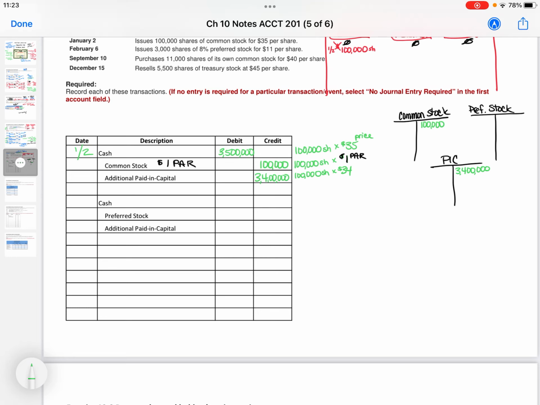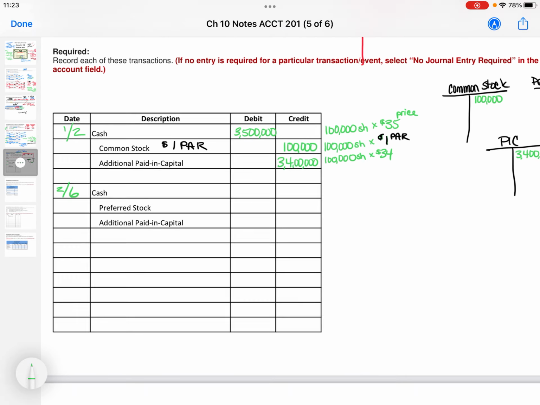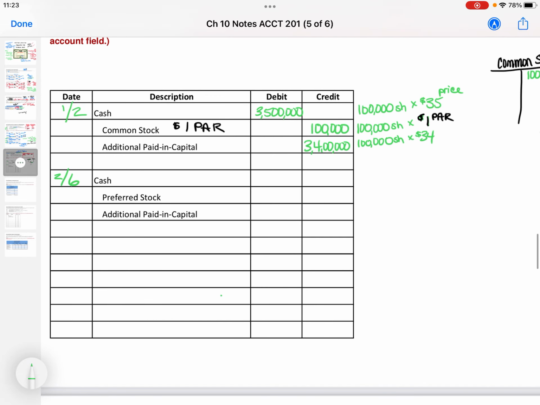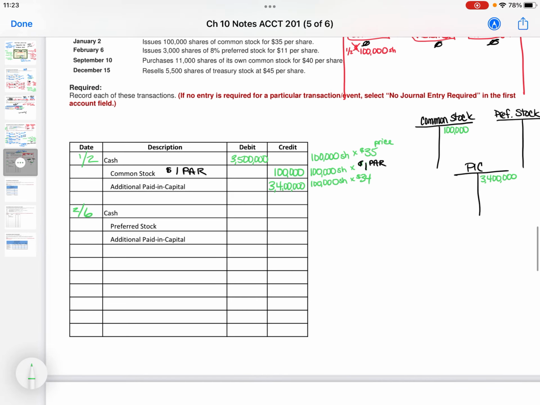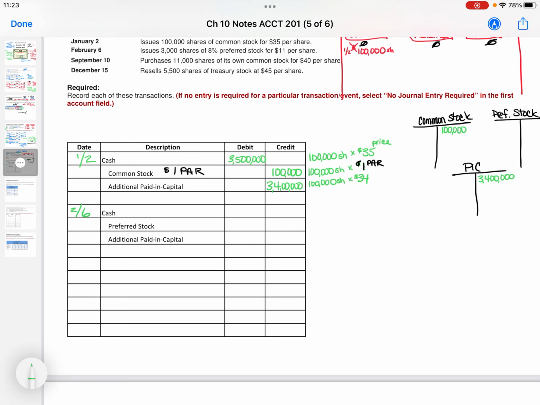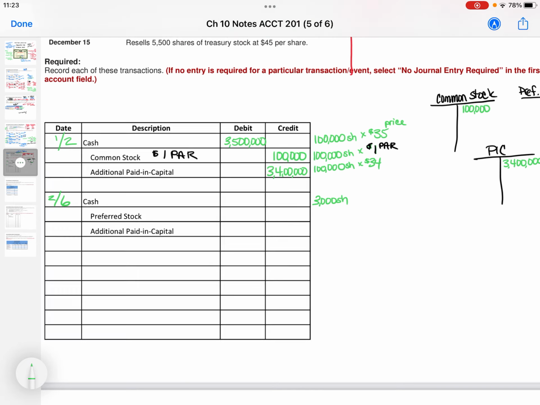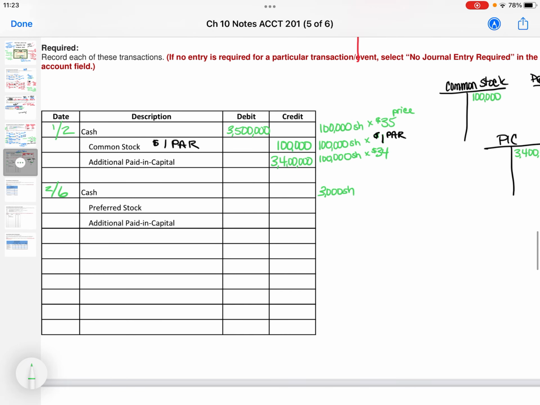Okay, February 6th, we are going to sell 3,000 shares of the preferred stock. So let's zoom in here. And we're going to sell it for $11 a share. So 3,000 shares times $11, that's the sales price. So that is $33,000. That's the cash. Debit to cash. Cash coming in.